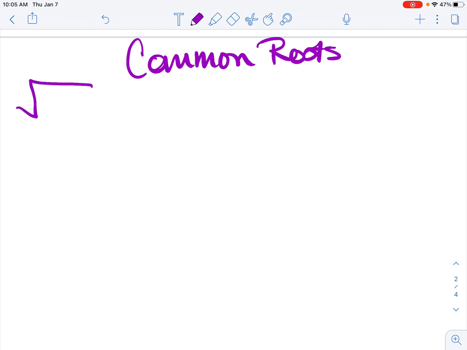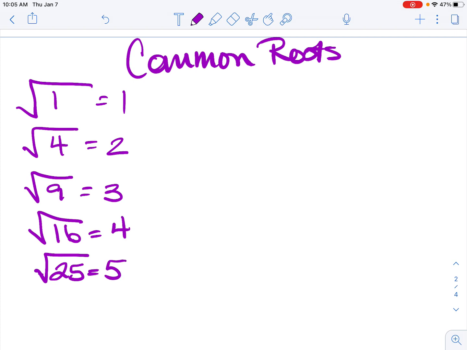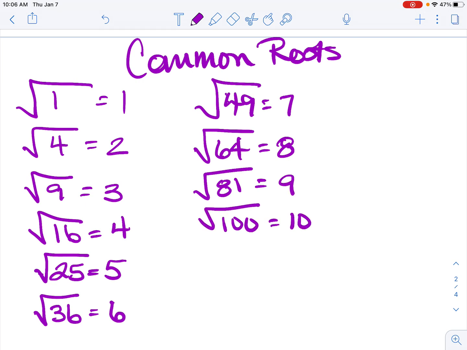So if you don't have these memorized, the square root of 1 is 1. The square root of 4 is 2. The square root of 9 is 3. The square root of 16 is 4. The square root of 25 is 5. The square root of 36 is 6. The square root of 49 is 7. The square root of 64 is 8. The square root of 81 is 9. The square root of 100 is 10.